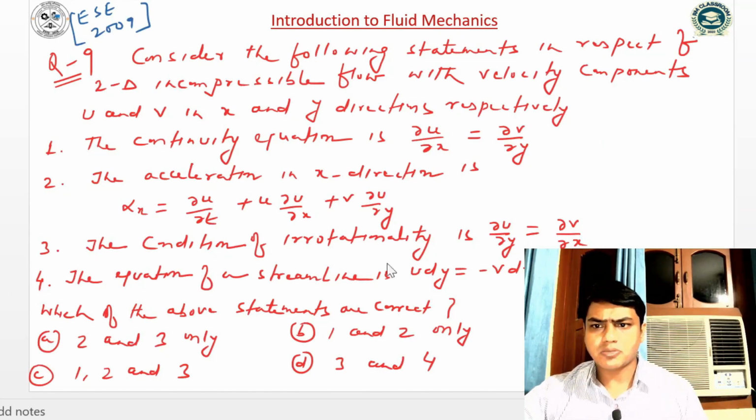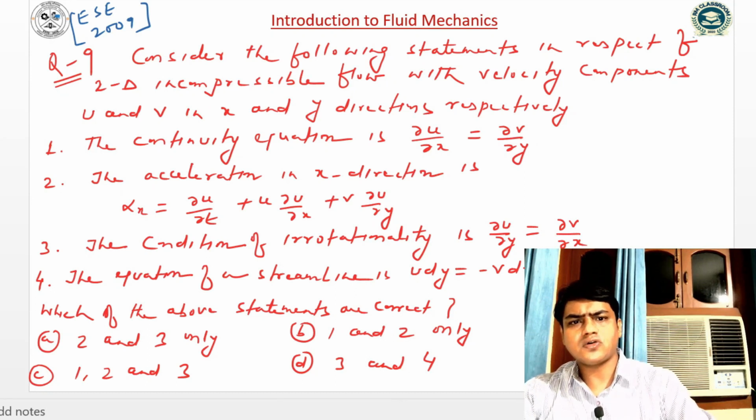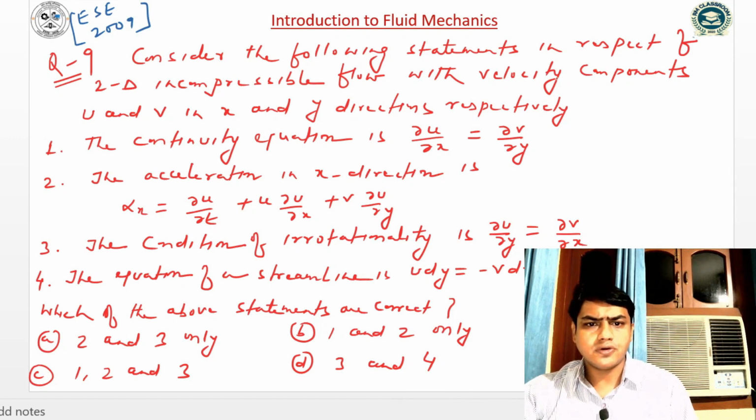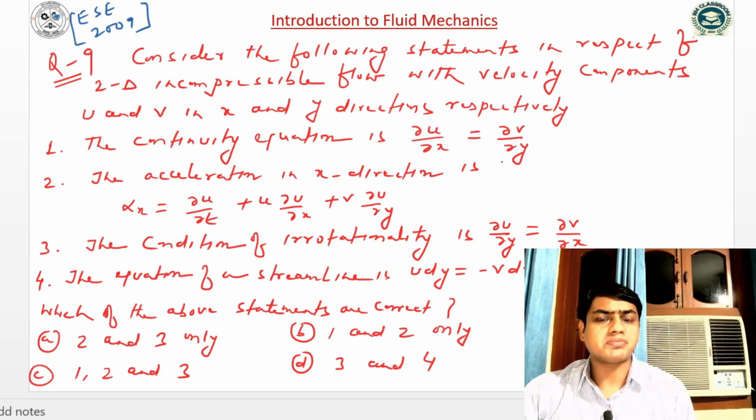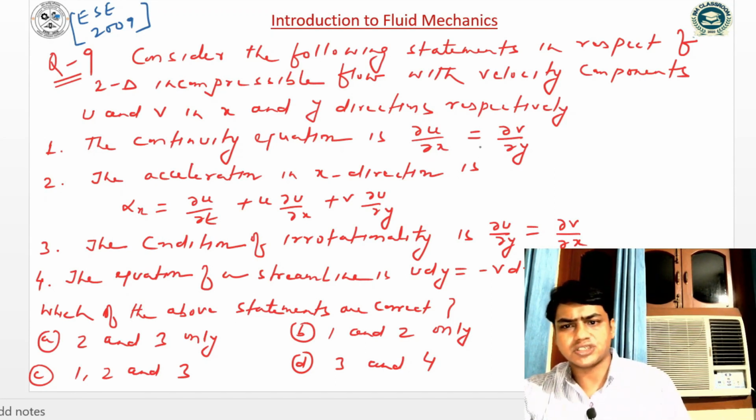So let us take another problem. Consider the following statements with respect to a two-dimensional incompressible flow with velocity components u and v in the x and y directions respectively. The first statement: the continuity equation is del u by del x is equal to del v by del y. This statement is false, because for two-dimensional steady incompressible flow, the continuity equation is del u by del x plus del v by del y is equal to 0. Here del u by del x minus del v by del y is equal to 0, so this equation is incorrect.